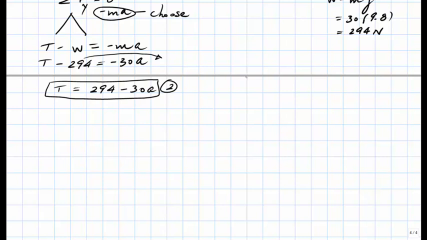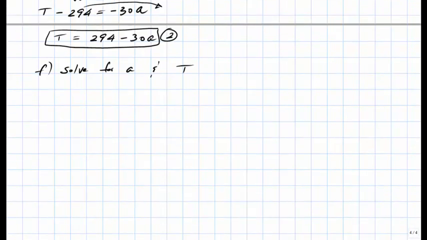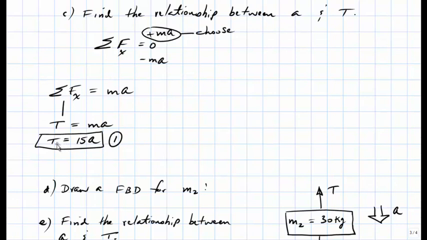And now we can apply algebraic strategies towards the solution of the acceleration and the tension. So in part F, we want to solve for acceleration and the tension. And here's how we can go about doing that. We have two equations. Let's just recall them. So let's recall equation 1. And equation 1 looks like this. Here it is. T equals 15a. Let's bring that onto the page.